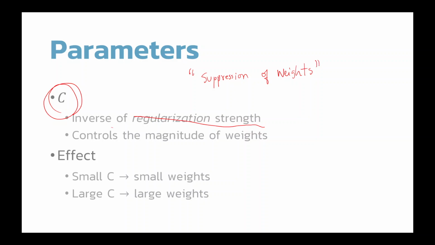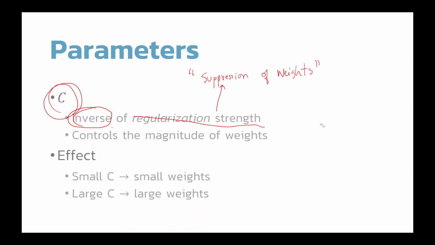Okay. So that's what the C means. But the C is actually the inverse of that strength, okay? So the regularization strength is suppression of weight, right? Remember in the linear equation, there's always the slope, like the weight, right? This W, right? If you don't suppress it, this W can become large.